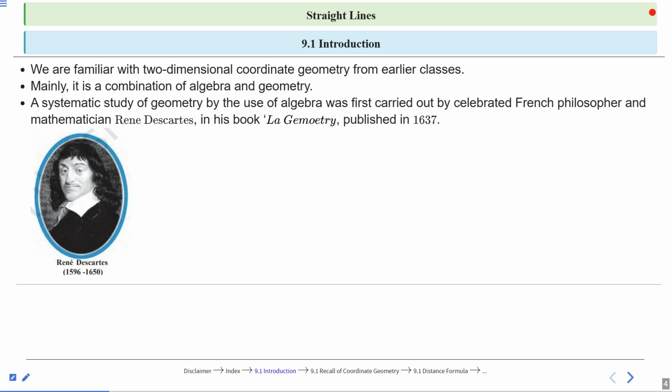Now let us see the history of straight lines. A systematic study of geometry by the use of algebra was first carried out by the celebrated French philosopher and mathematician René Descartes, in his book La Géométrie, published in 1637.